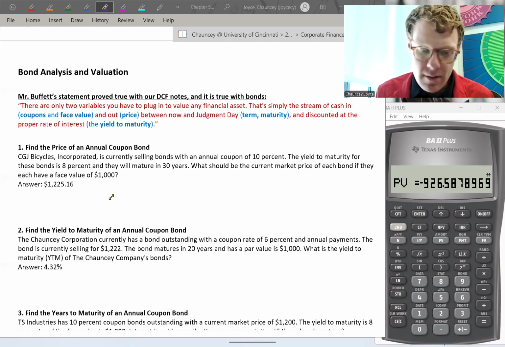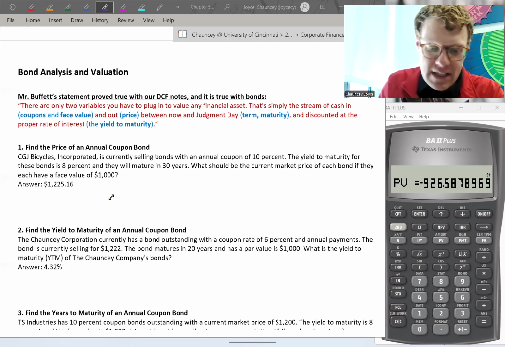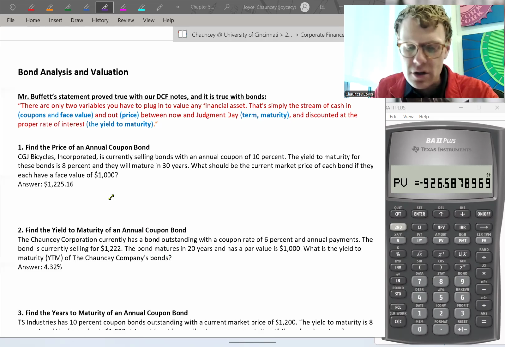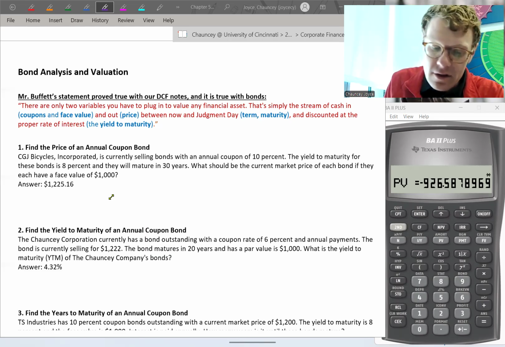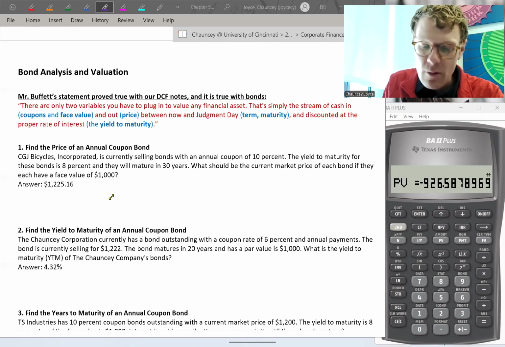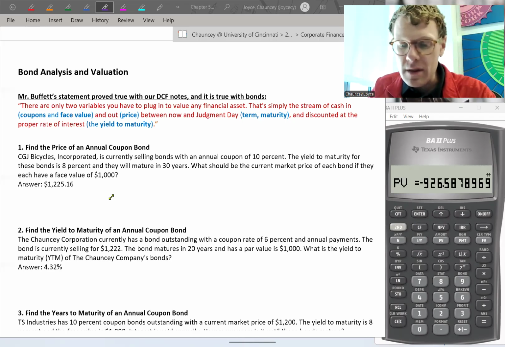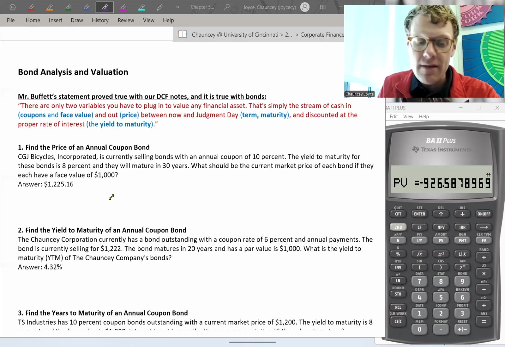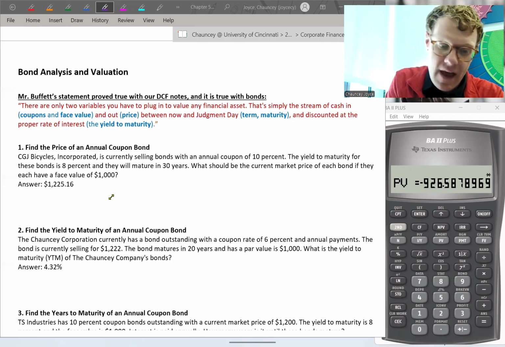All right, let's get started and price this annual coupon bond. CGJ Bicycles Incorporated is currently selling bonds with an annual coupon of 10%. The yield to maturity for these bonds is 8%. They will mature in 30 years. What should be the current market price of each bond if they each have a face value of 1,000?